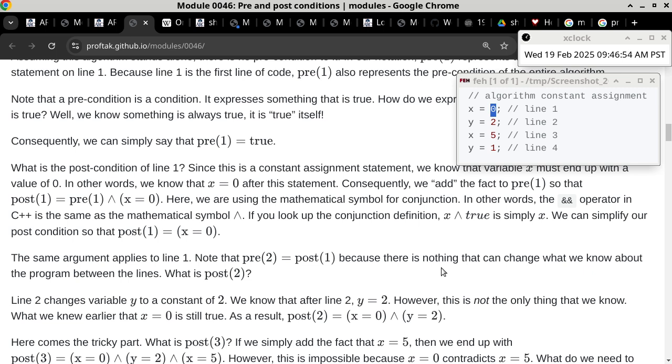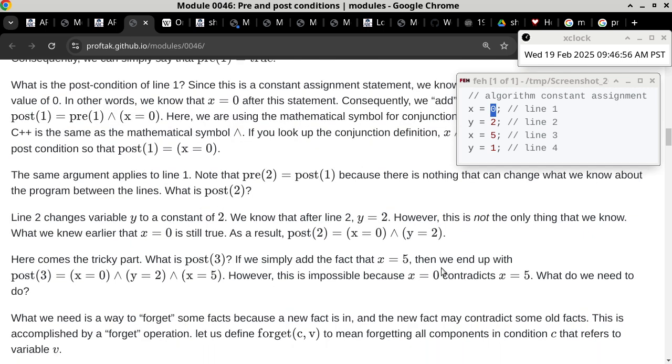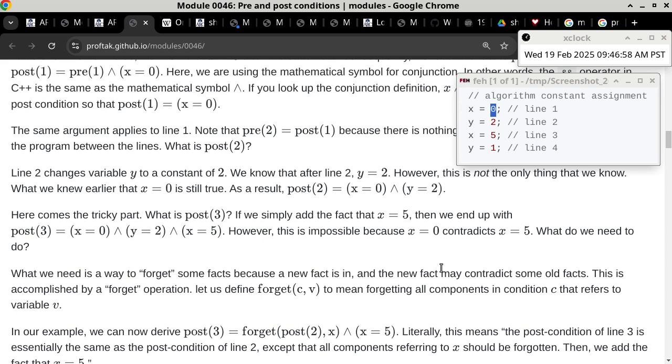All right. So you guys might be thinking, well, we can get the same thing from a trace, okay? Because we just fill in the cells in the trace, and we can come to the same conclusion. So the tricky one is, what about line 3? What is the post condition of line 3? Well, if you use the pattern of just appending, and x equal to 5, then we have a problem. Because x cannot equal 0 and x equal 5 at the same time. That is just not possible.